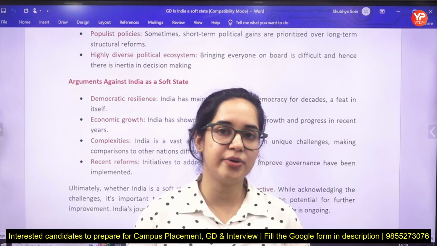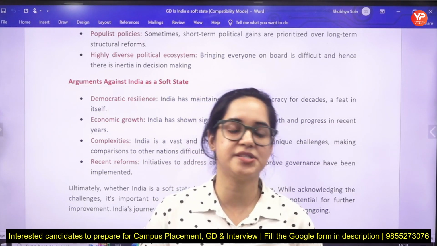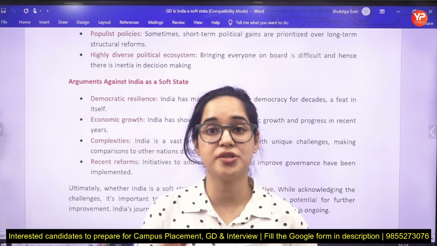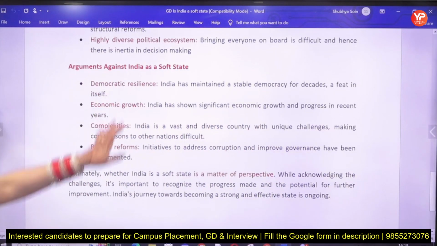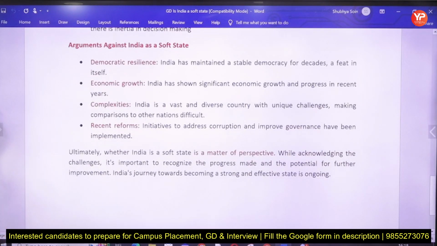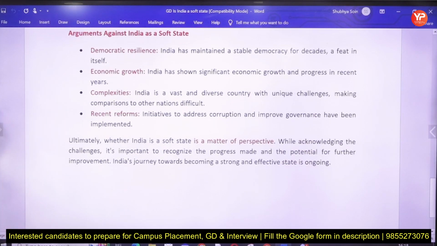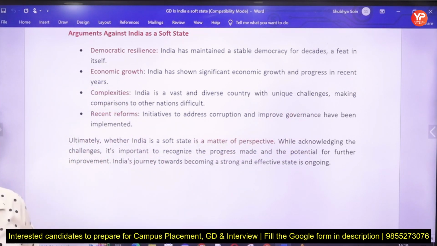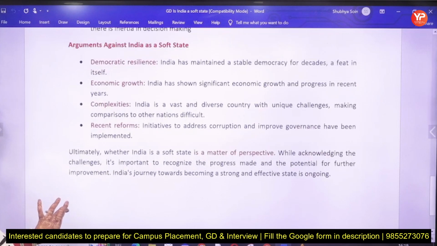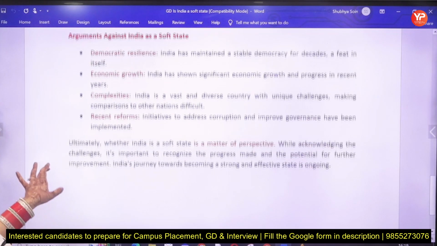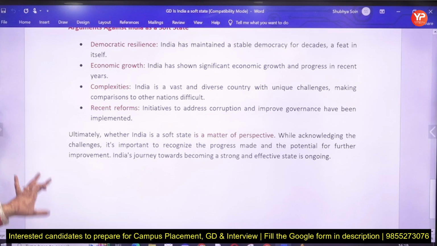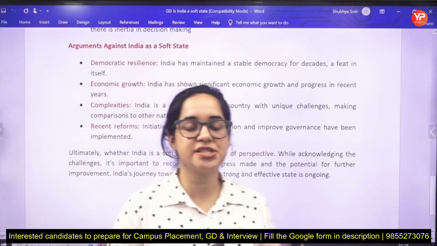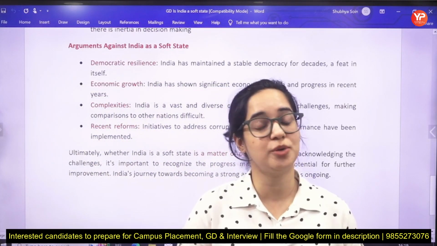But on the other side, there is one beautiful argument, a positive side, that we can't call India a soft state. Why? First is a democratic reason, that is democratic resilience. India has maintained a stable democracy for decades, a feat in itself. Economic growth: we have seen significant economic growth and progress in recent years. Complexities: it's a beautiful, diverse country with unique challenges, making comparisons to other nations quite difficult. Recent reforms: initiatives to address corruption and improve governance have been implemented. So that is why we say it, because of all these reasons. These are just the skeleton of answers, that is, India cannot be called a soft state.